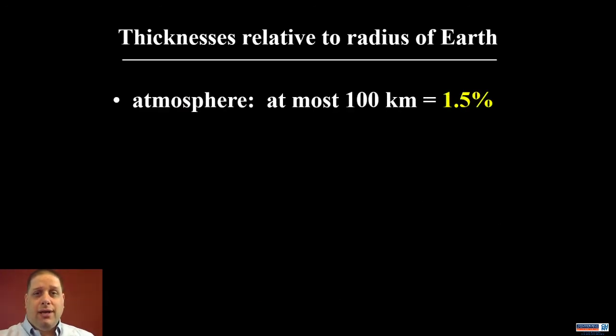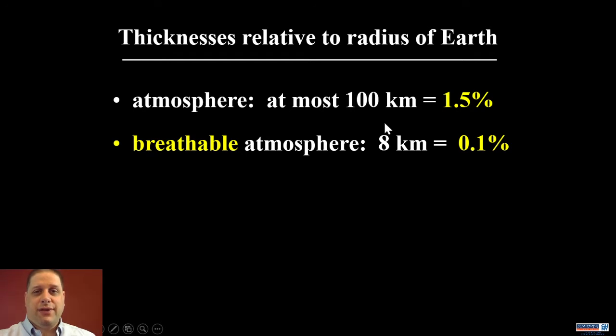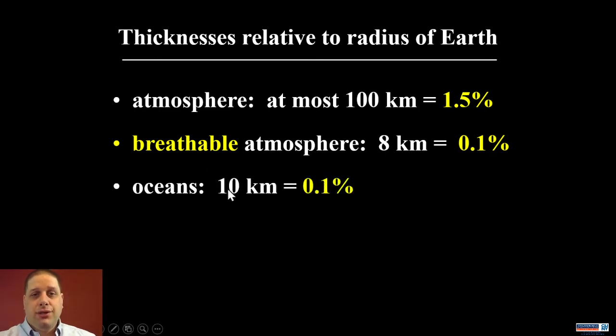So the atmosphere is around 100 kilometers, and that would be about 1.5% of the thickness of the radius of the Earth. The atmosphere is a very thin shell around the rocky Earth. The breathable part of the atmosphere is only around 8 kilometers. That's 1/10% of the thickness of the radius of the Earth. So the atmosphere extends far out into space, and includes parts that we don't really come into contact with. The oceans are around 10 or 11 kilometers deep, and so that's again around 0.1%, 1/10% thickness relative to the radius of the Earth itself.